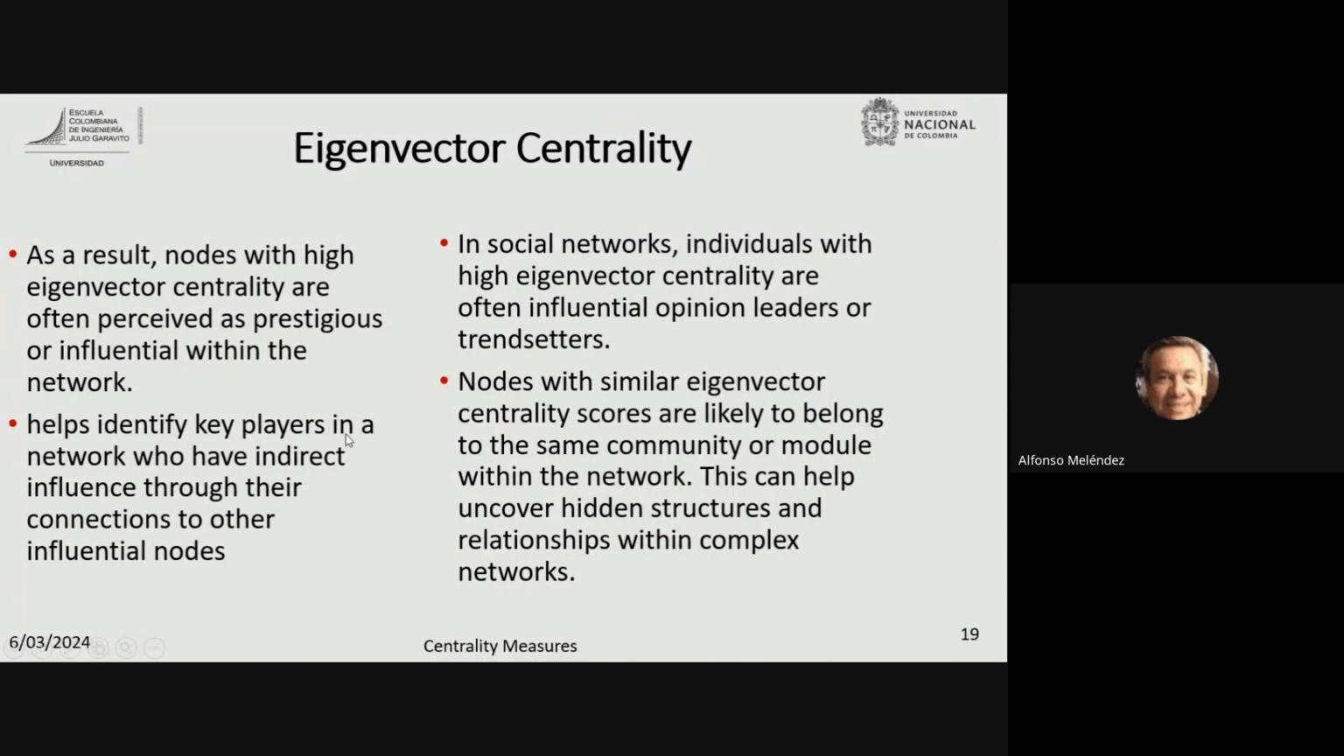It helps identify key players in the network who have indirect influence, this is important, through their connection to other influential nodes. These are the people I was talking about 10 minutes ago: the president, the mayors, and the people who could be consultants to them. This is the type of centrality, eigenvector centrality.